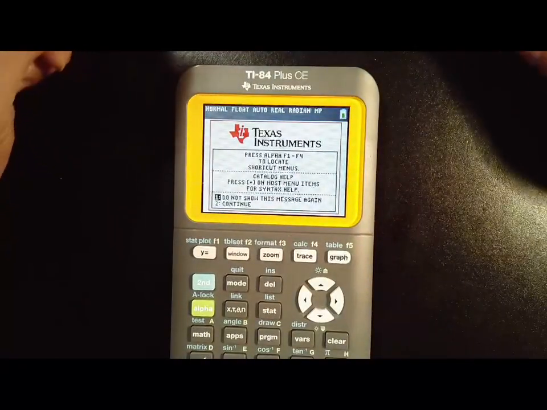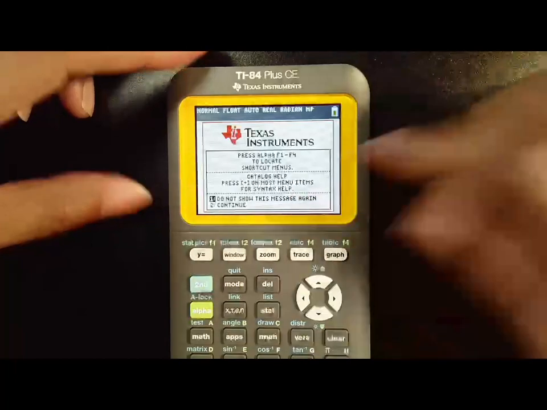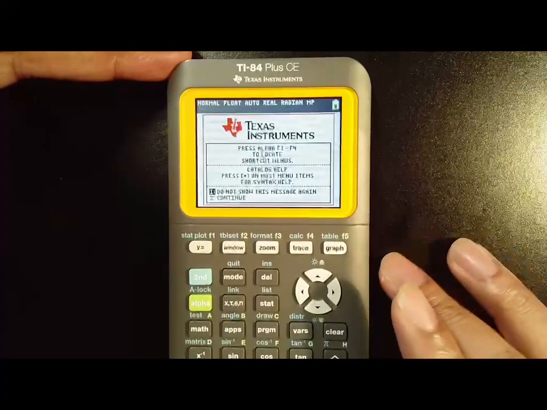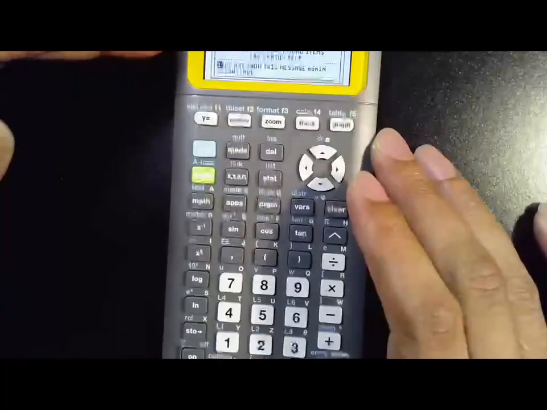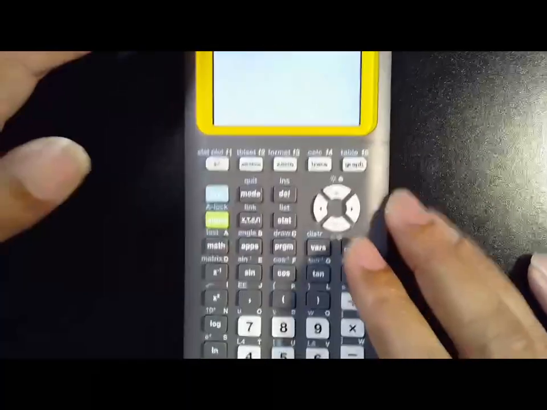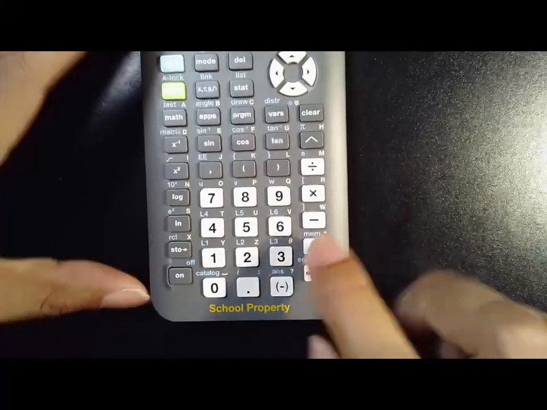Alright, I wanted to make a video about finding the maximum and minimum of graphs. Before I do it, I always want to start out by resetting my calculator, which is by hitting second, memory, which is above the plus sign.